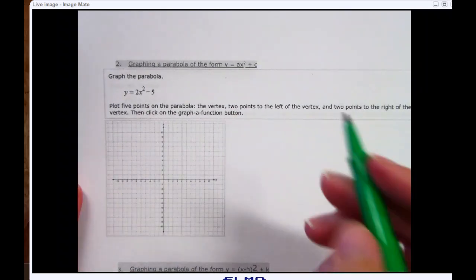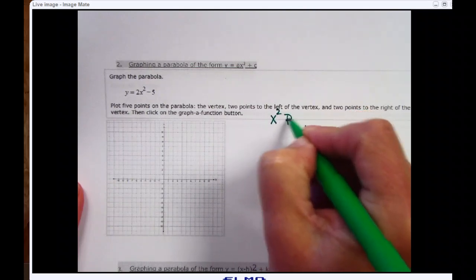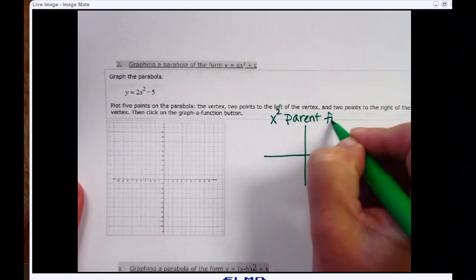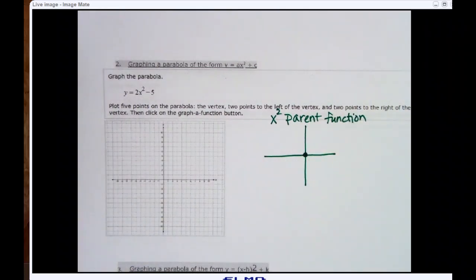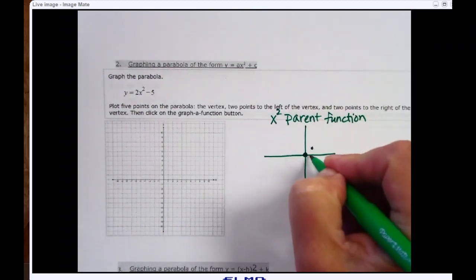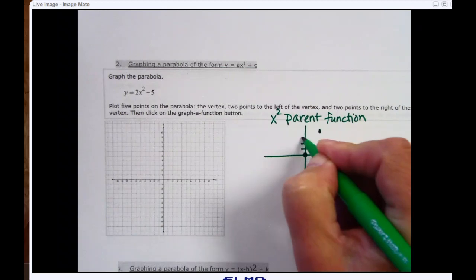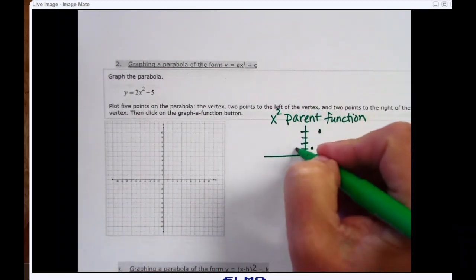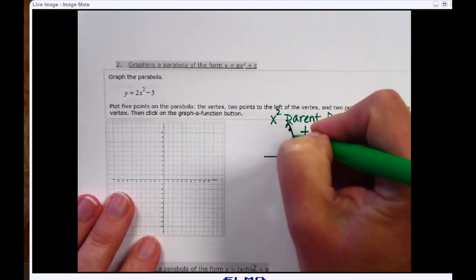Next. All right. X squared. What does our parent function look like? So here is our x squared parent function. It also sits at 0, 0. Okay, what's 1 squared? 1. What's 2 squared? 4. 3 squared is 9. And then it is symmetric, so it's balanced on the other side. So here is our parent function.